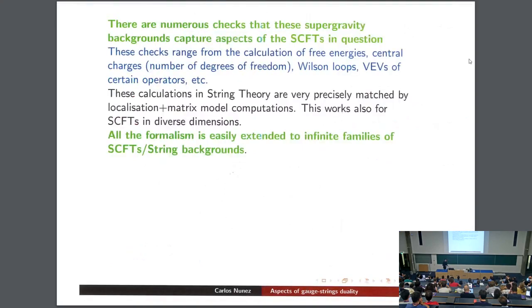And just let me say, and I'm not going to go into this, that there are many checks that these supergravity backgrounds capture aspects, non-perturbative and perturbative aspects of these quantum field theories, of these conformal theories. That's a list of some of those aspects. And these calculations have been done both in holography and also in taking the field theory, doing localization, and with the matrix model, okay? And this type of logic I was describing here can be extended for superconformal theories in different dimensions. Let me not go there.